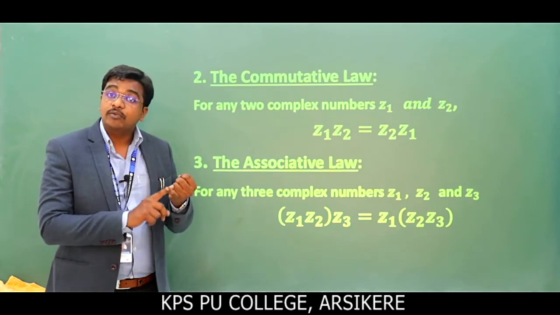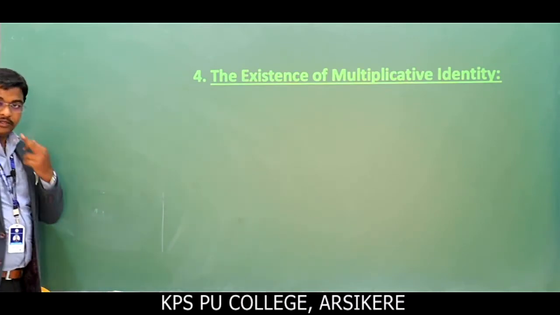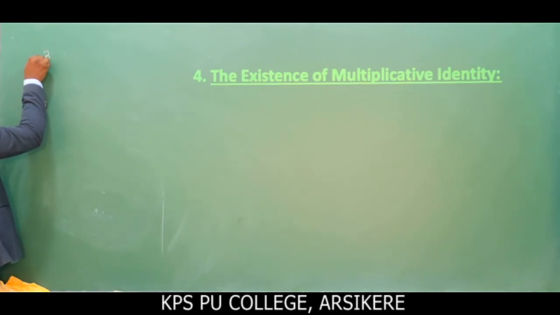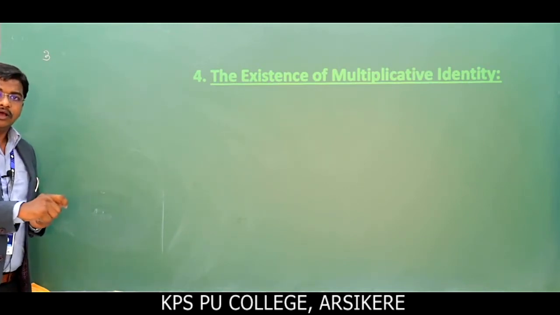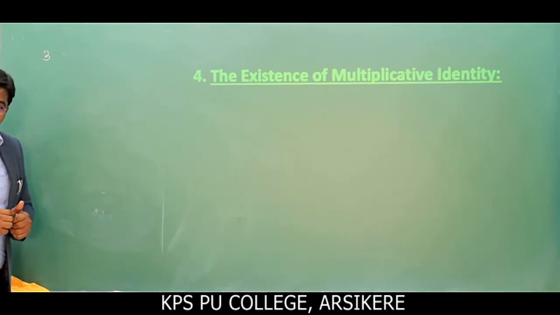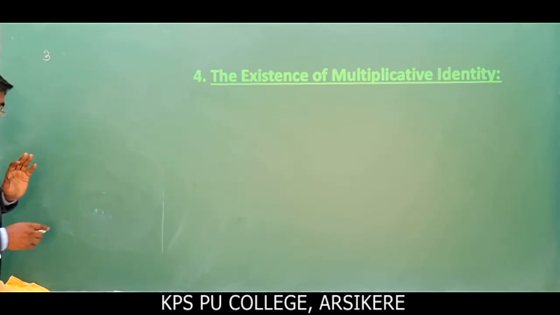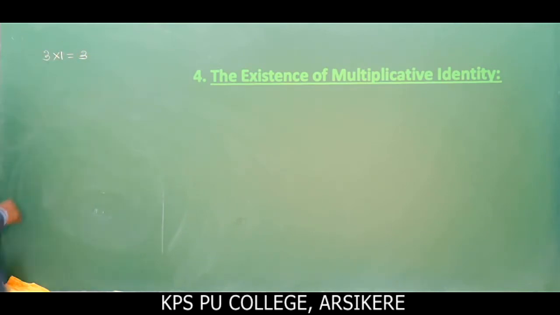In the fourth property, very good, that is the identity property, or existence of multiplicative identity. So generally I will first discuss real numbers. Here there is the number 3. I will go with multiplication. By which number do we multiply 3 so that we get the same number? Very good, that is 1. So 3 into 1 is equal to 3.